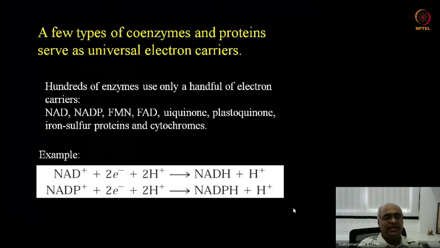Okay, so now we get to those electron carriers. A few types of coenzymes and proteins serve as universal electron carriers, meaning from a variety of molecules they can accept electrons and they can donate electrons to a variety of acceptors. You have hundreds of reactions, but they only use a handful of electron carriers. You don't have a whole lot to memorize here. Biology in that sense requires a lot less memorizing than mathematics, because here we deal with a few simple things and the theme repeats and reoccurs again and again.